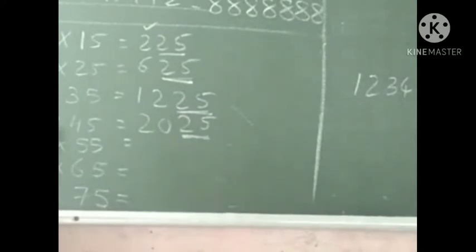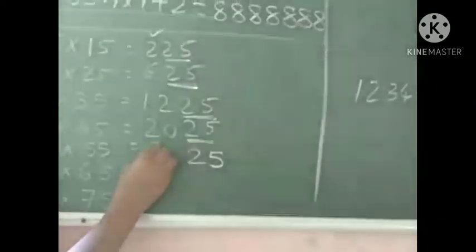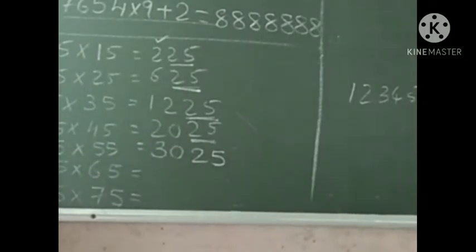Now the change. Then 4 and the next number. 4 5s are 20. Then can you say the next answer? Last number is 25. Then 5 and the next number. 6 5s are 30. Therefore 3025.